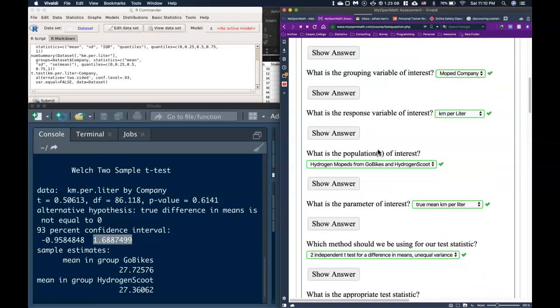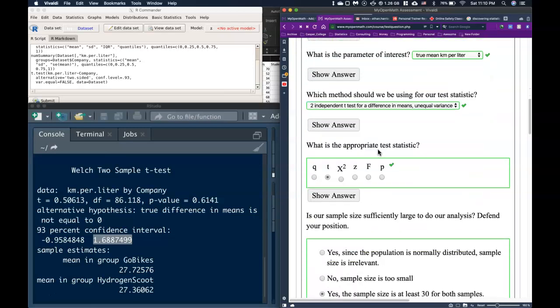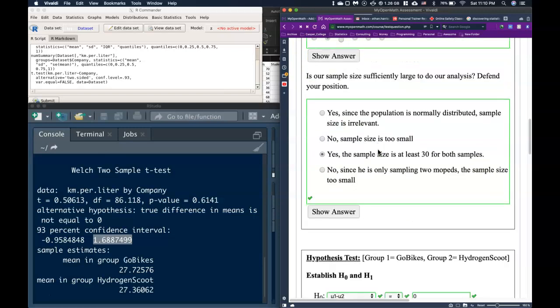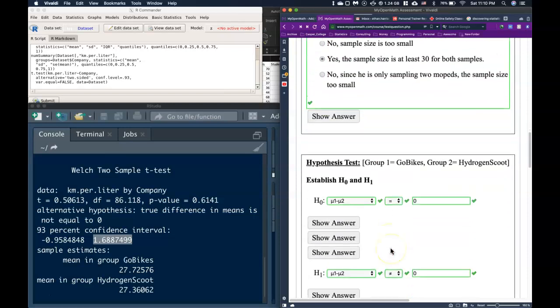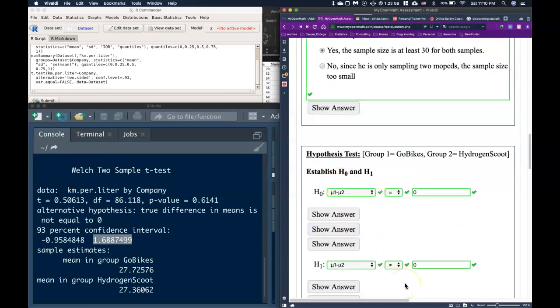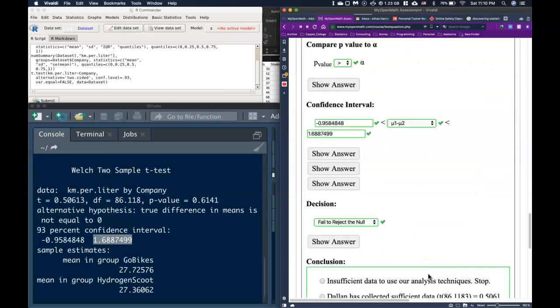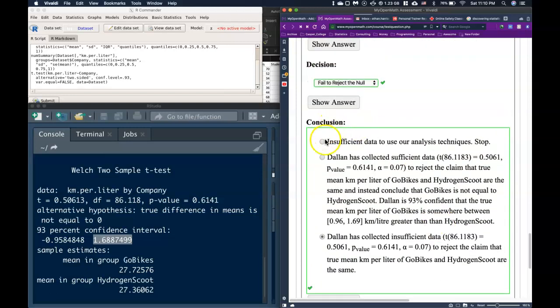So this is how we were dealing with two-sample hypothesis testing for means. One caveat I want to put here is that if we had insufficiently large data, we would put NAs all the way through, because we wouldn't be able to run this analysis. And at the very end, we would select that we had insufficient data to use our analysis techniques and that we would need to stop.